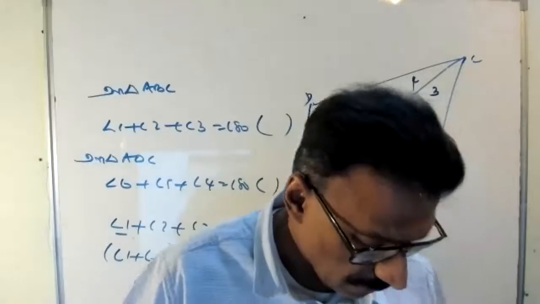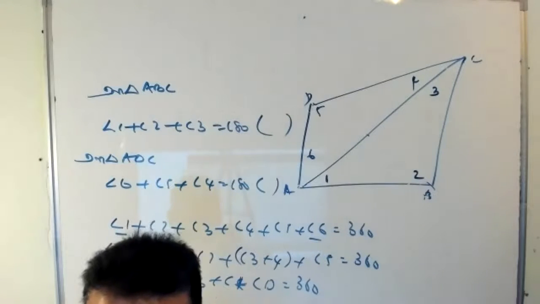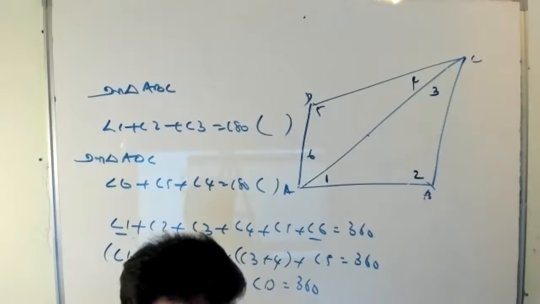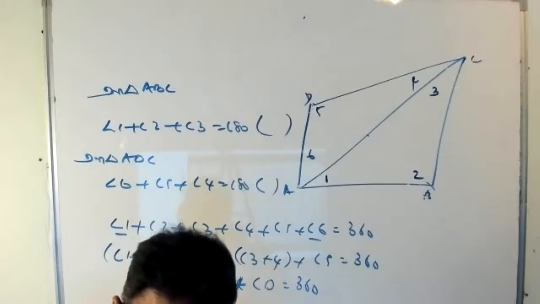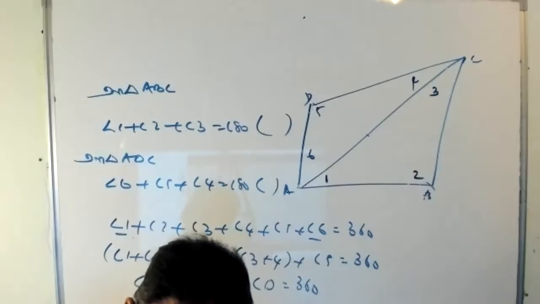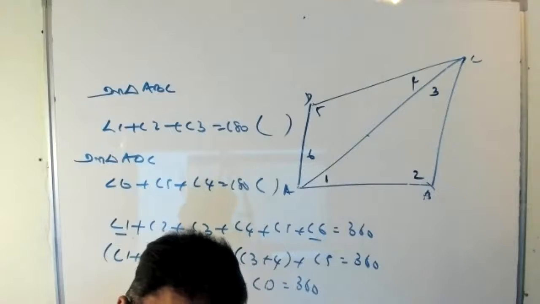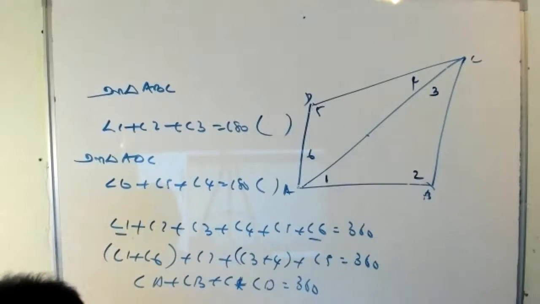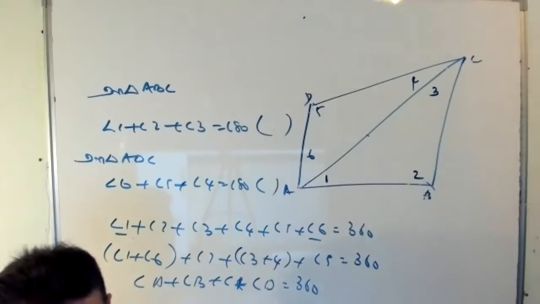Okay, now write the question. Three angles of a quadrilateral are respectively equal to 110, 50 and 40. Find the fourth angle.